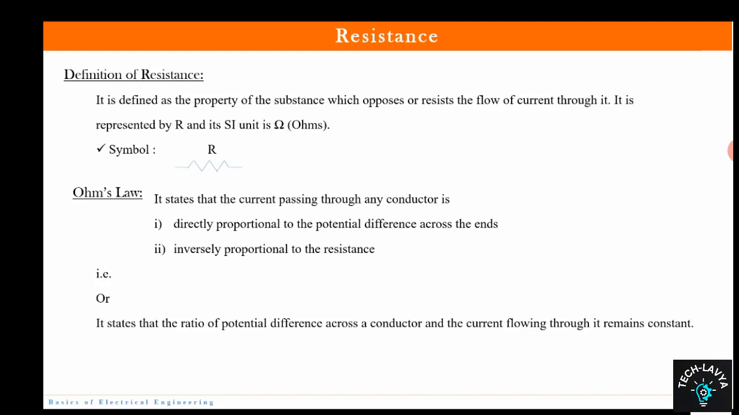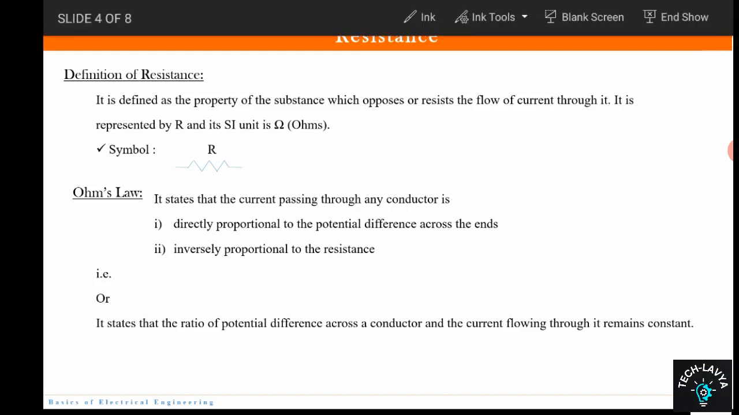Now basically, resistance is a property which opposes or resists the flow of current. Fine, and this is how we represent resistance. The symbol of resistance is shown, and the SI unit of resistance is ohms. Now a very important law gives the relationship amongst resistance, voltage and current. Now what is Ohm's law?